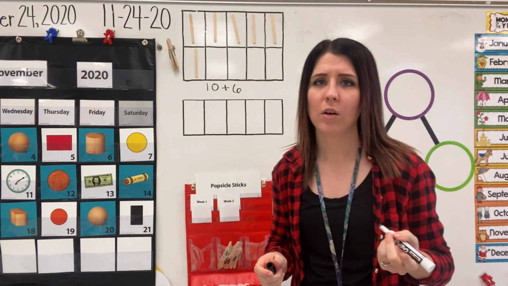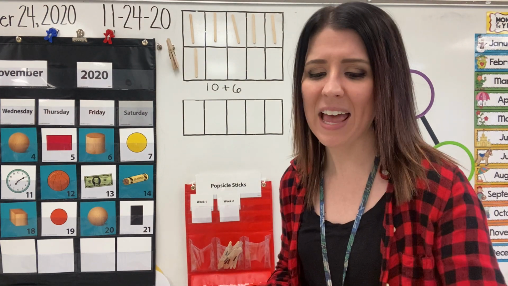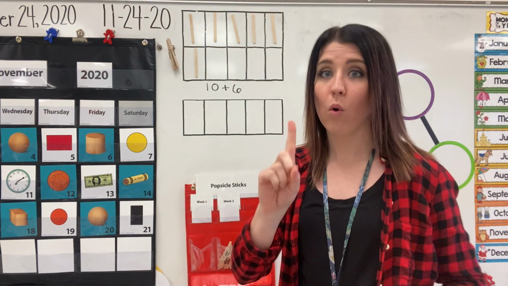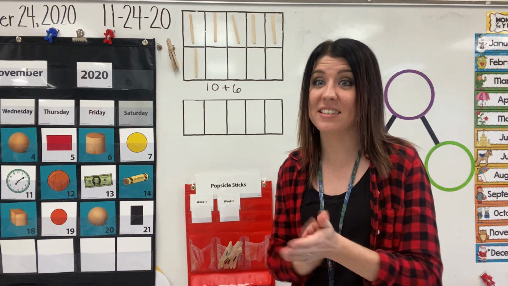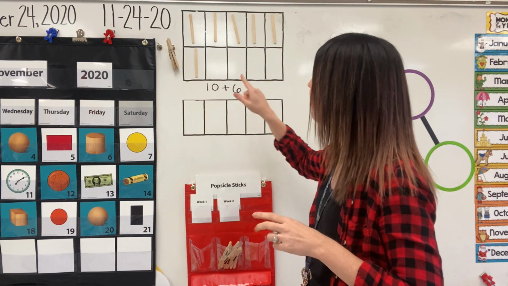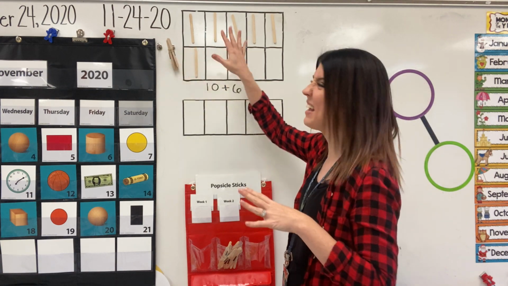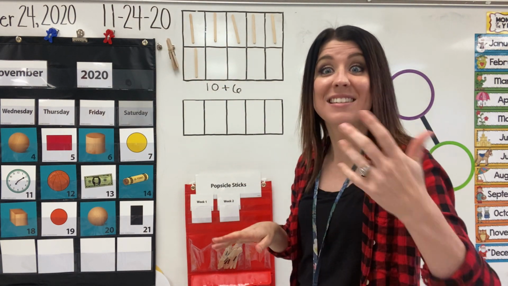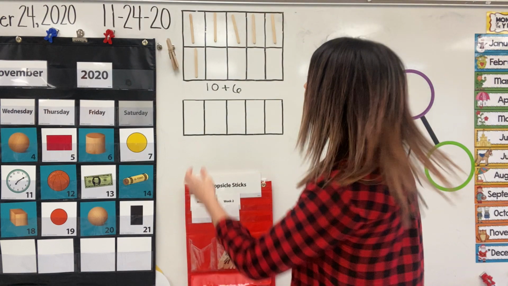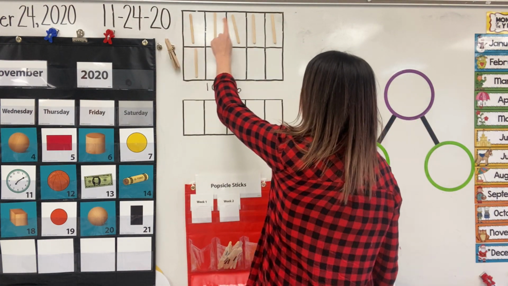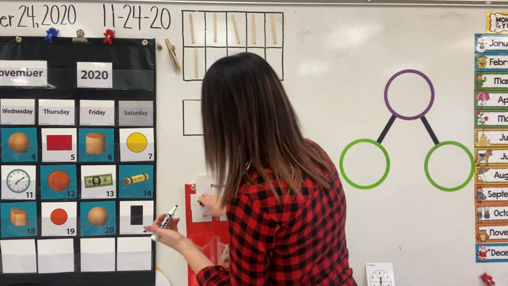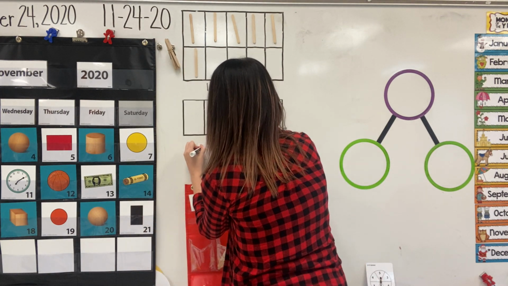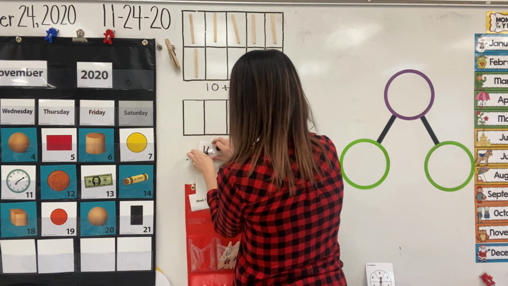Wait a second. We know that one group of 10 is called 1, 10. That's a teen. So we have a teen. Which teen would be 10 and 6? 16. We have 16. 10, 11, 12, 13, 14, 15, 16. So I'm going to write that we have 16 for week 1.